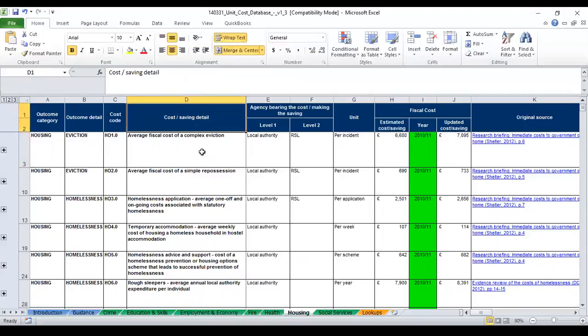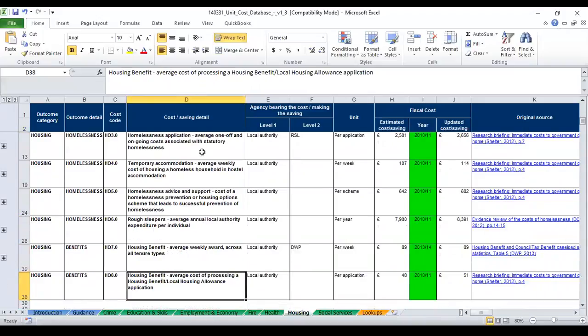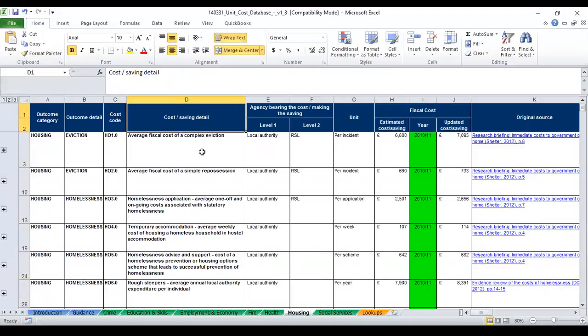These figures are really useful if you're working with organisations that work with people that are homeless, because this tells you what the costs are for evicting somebody, for somebody being homeless, somebody being put in temporary housing, and you can see that actually the costs would soon stack up if you were to be able to prevent someone becoming homeless in the first place.